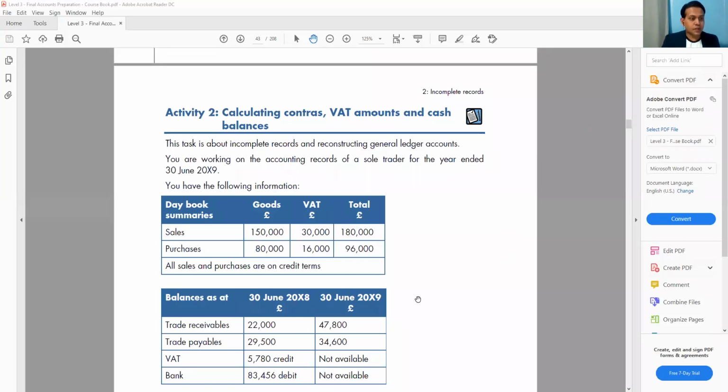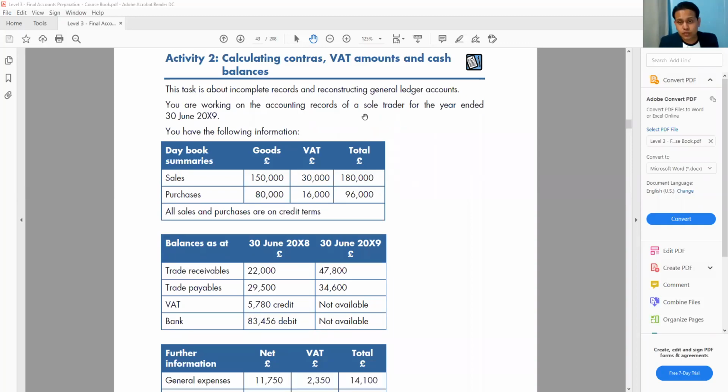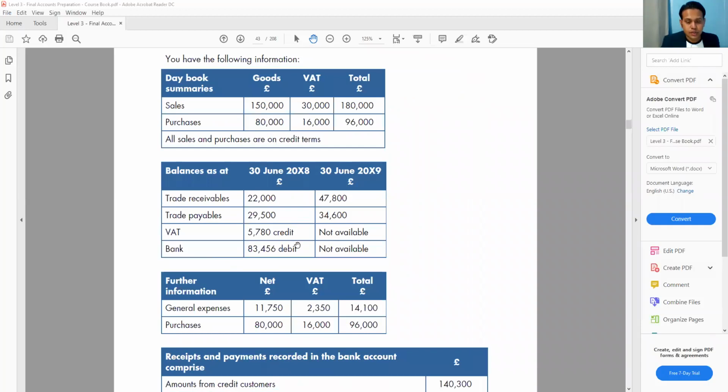For the contra, yes Asim, we do that one. For the contra, we said purchase ledger control debit and sales ledger control credit. Okay, so this task is about incomplete records and reconstructing the general ledger. You are working on the accounting records for a sole trader for the year end 31st of June 2009. So we can see here we have some information.